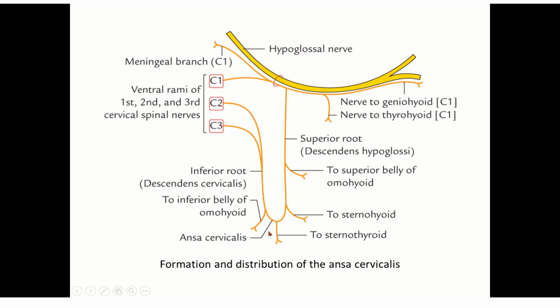And you can see there are three branches coming from the ansa cervicalis, which supply the sternothyroid, sternohyoid, and inferior belly of omohyoid. Whereas the descendens hypoglossi supplies the superior belly of omohyoid. And the remaining C1 fibers travel forward and supply the thyroid and geniohyoid.